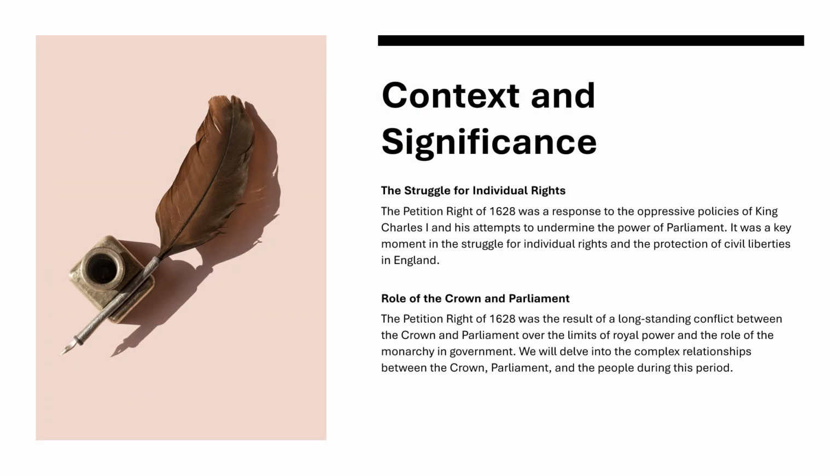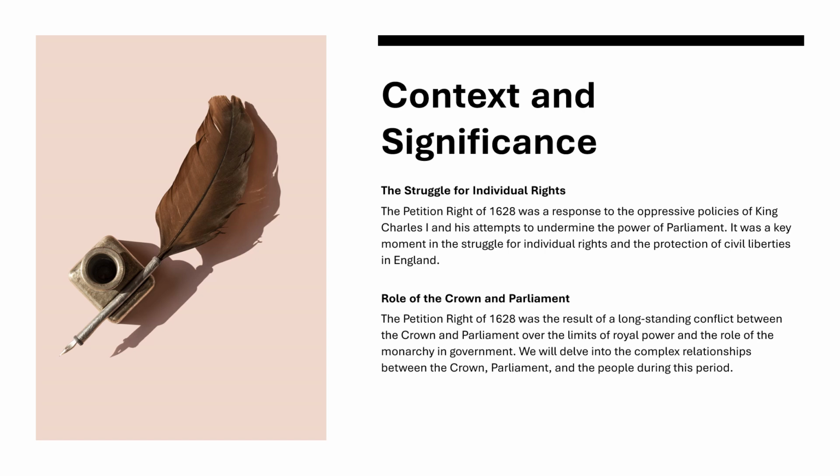Context and significance. The struggle for individual rights. The Petition Right of 1628 was a response to the oppressive policies of King Charles I and his attempts to undermine the power of Parliament. It was a key moment in the struggle for individual rights and the protection of civil liberties in England.